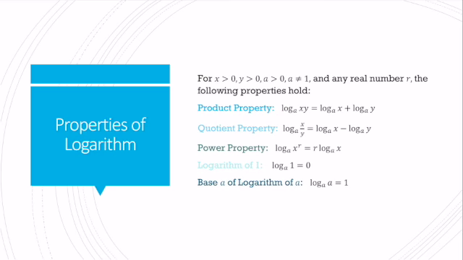Quotient property, when we're dividing, we subtract. I can distribute this to the front. Log base a of 1 for anything is 0, and log base a of a itself is always going to be 1. So these properties hold, and these make sense.